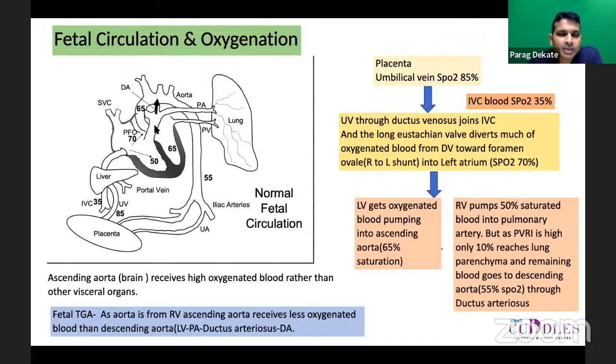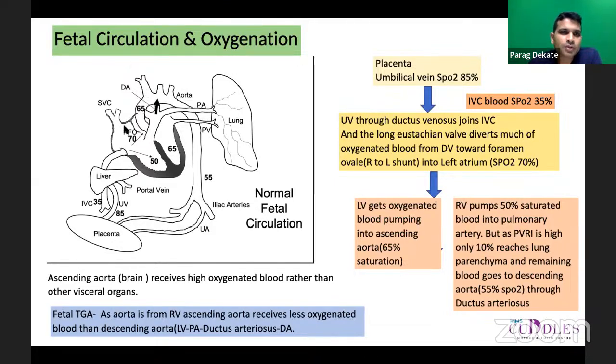In the LA, you are seeing some blood coming from the pulmonary vein, which will be very low, with approximately 65% saturation. So placenta umbilical vein is 85, IVC is 35, umbilical vein through ductus venosus, just IVC and the left atrium saturation is 70%. From the left atrium, the LV gets oxygenated blood. So once it comes back to the LV, you have almost 65% saturation. Then you eject. So the upper body receives 65% saturation.